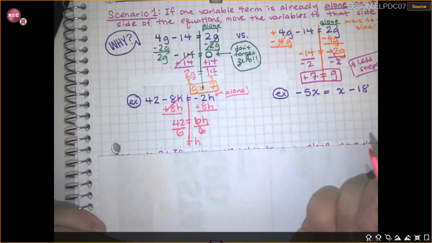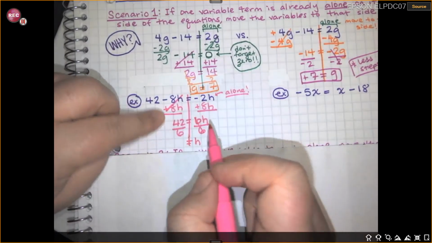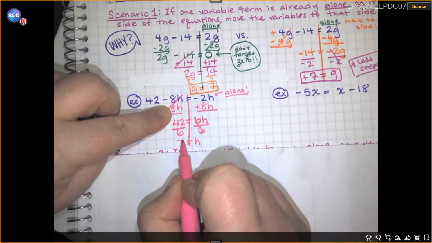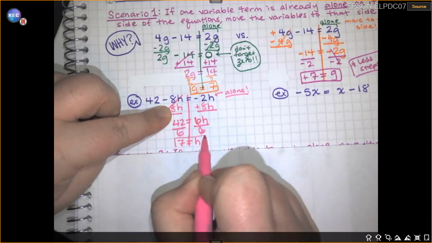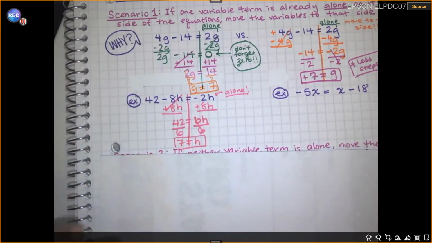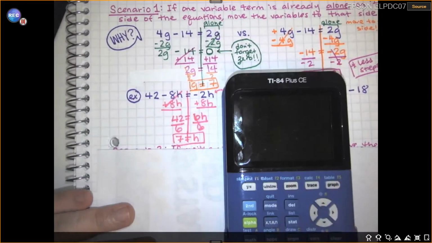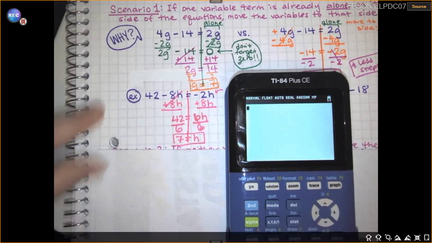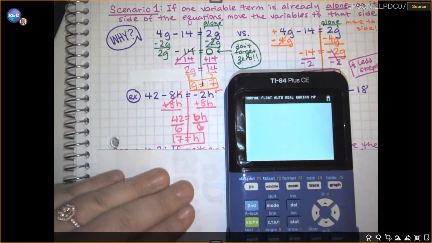H equals 7. Oh my gosh, darn it, I picked the same number. Which reminds me, I did not show you how to check. So now notice when we check, there's h's on both sides because you always want to check the original.